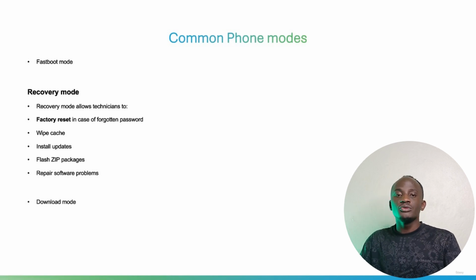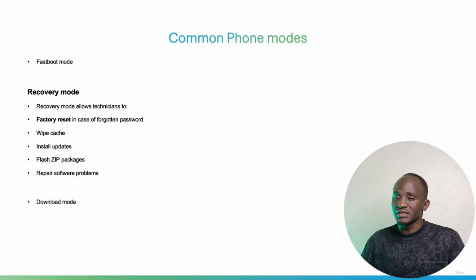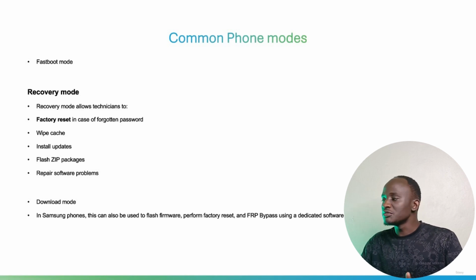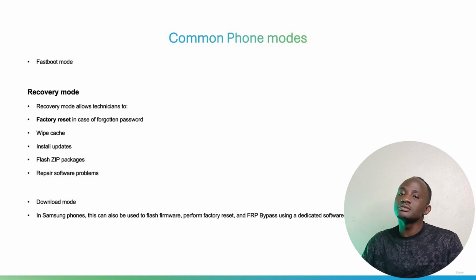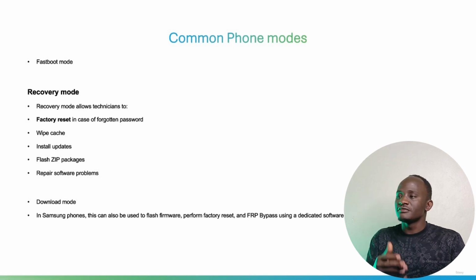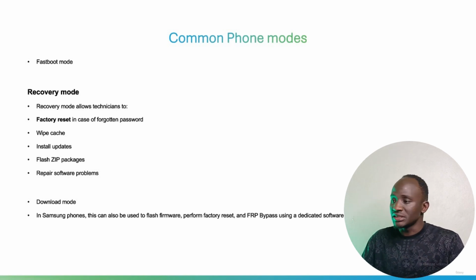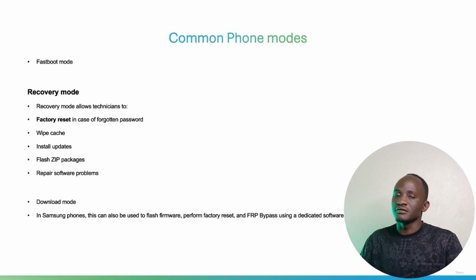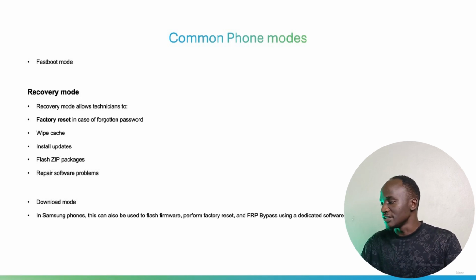Okay. Then we have download mode, and download mode is mostly in Samsung devices. In Samsung phones, we use download mode basically to flash firmwares, perform factory reset, and do FRP bypass. Again, for example, when you are on a particular software, these modes will be listed there from which you can choose to connect your mobile phone. And I'm just going to show you in a while.